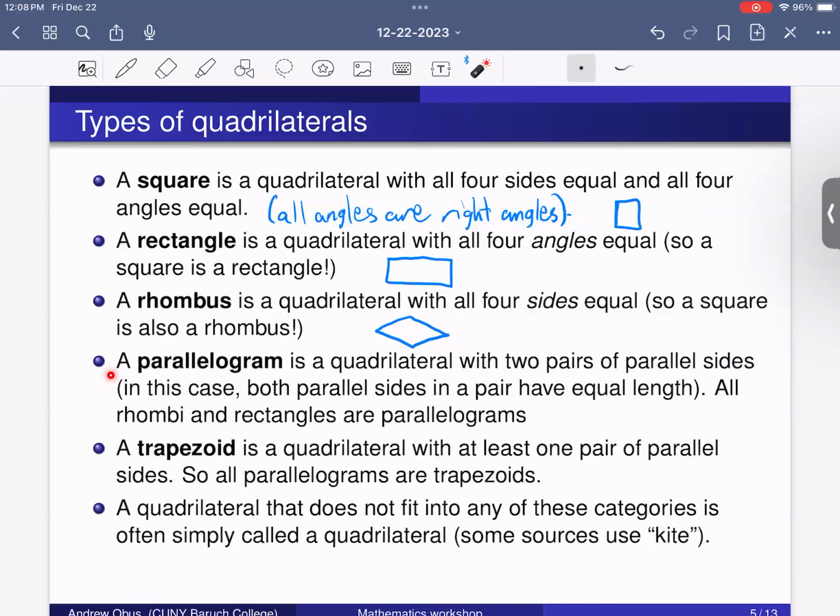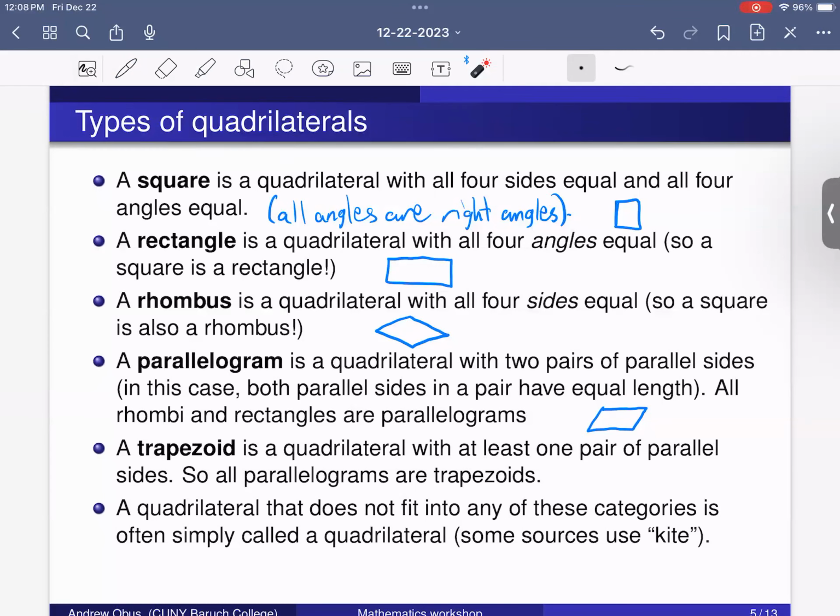A parallelogram is a quadrilateral with two pairs of parallel sides. And it turns out that if you have two pairs of parallel sides, then both parallel sides in a given pair have equal length. Let me draw that a little better. Okay. So it turns out that in this case, this pair of parallel sides has equal length, and this pair of parallel sides have equal length.